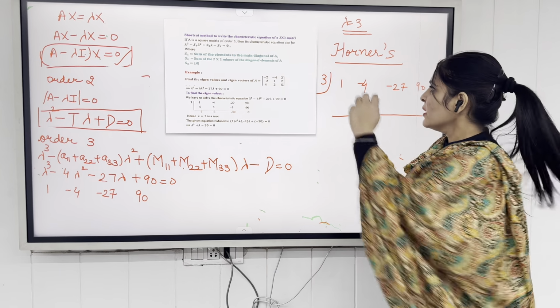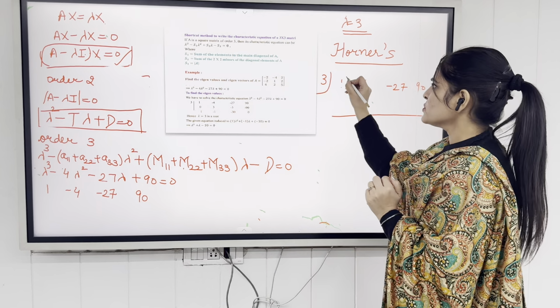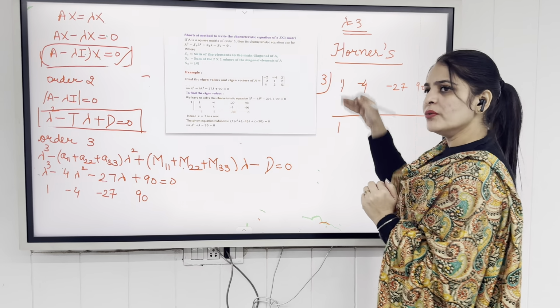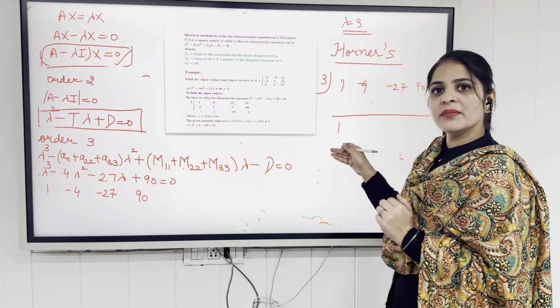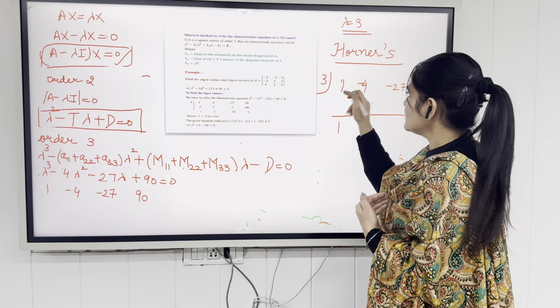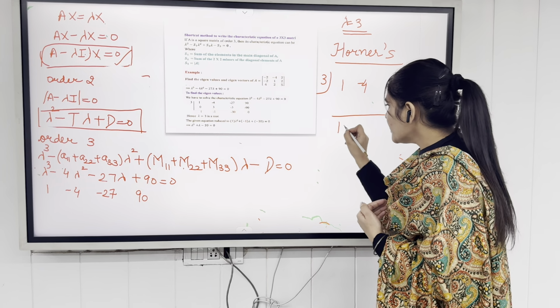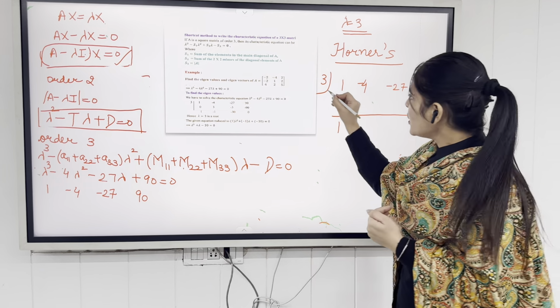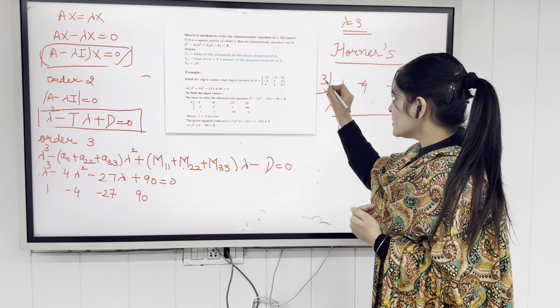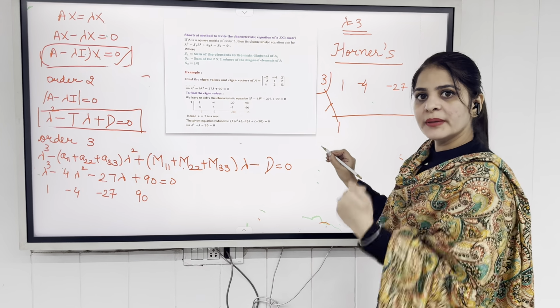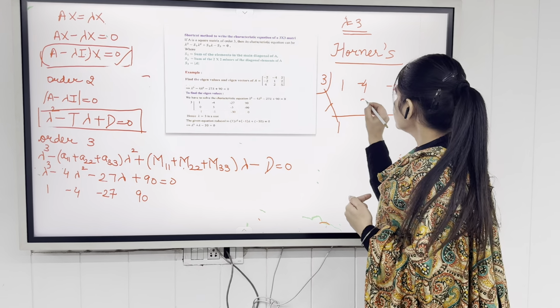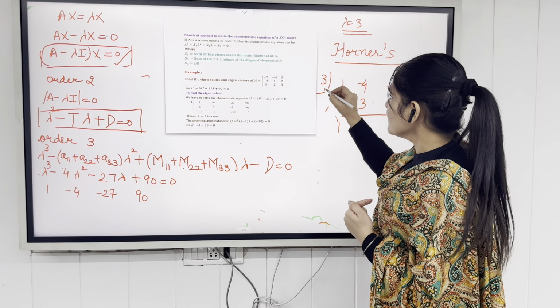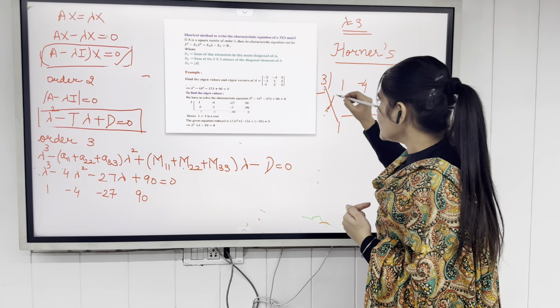The rule says whatever is written as the first term, if it is 1, write 1. If it is 2, write 2. If it is minus 1, write minus 1. We are just copy-pasting the first term. Because this is 1, I have copied it here as 1. Now, we multiply these two terms. This is 3 into 1. 3 multiplied by 1 will be 3. Write here 3.